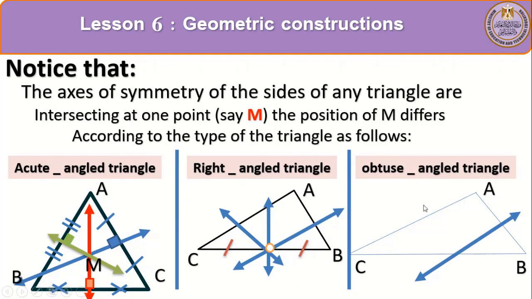What about the obtuse angle triangle? In an obtuse angle triangle, we have one angle whose measure is greater than 90 degrees and less than 180 degrees.